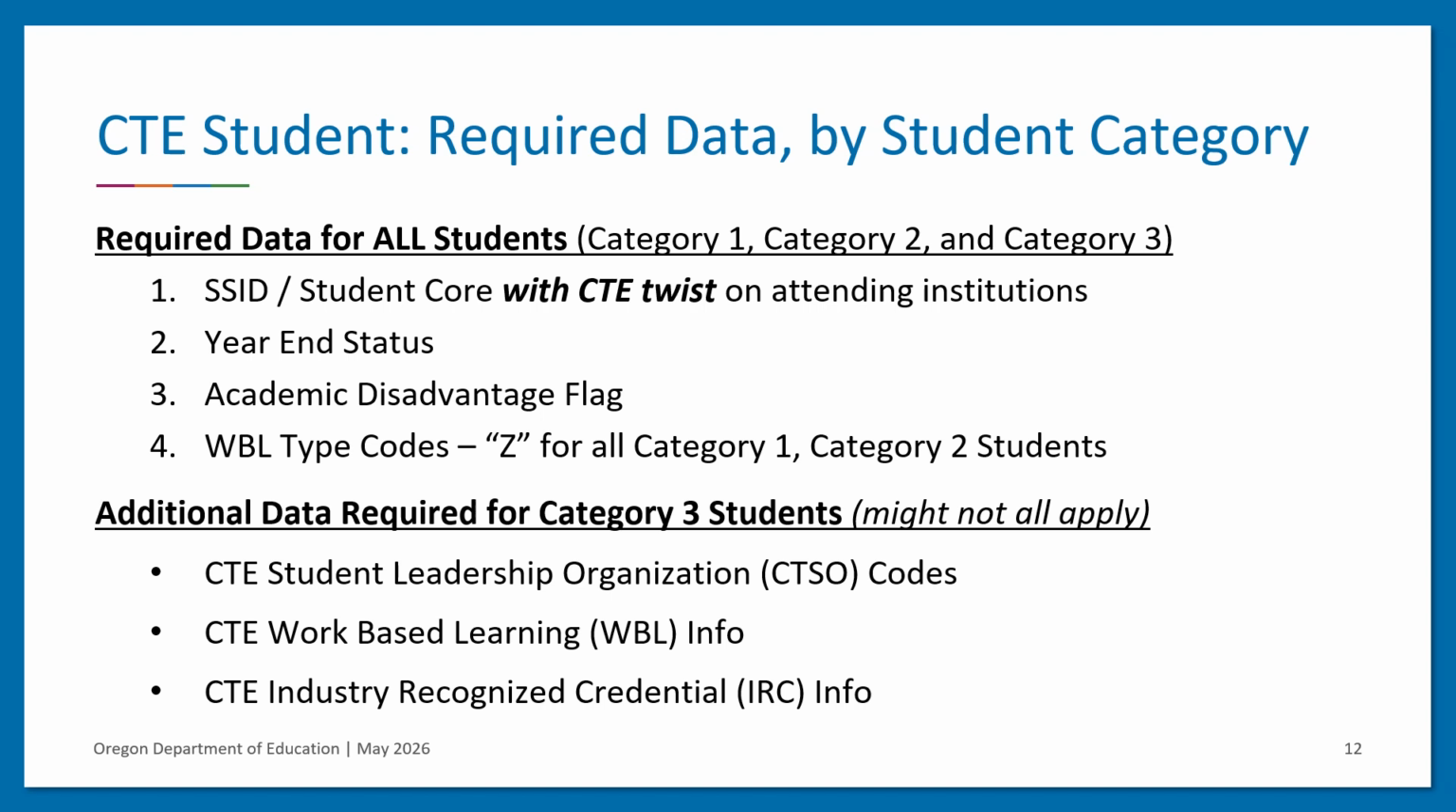Data required for Category 1, Category 2, and Category 3 students, that's all students, includes the SSID or student core information with a CTE twist on attending district and attending school. The year-end status and academic disadvantage data are also required for all students. Work-based learning type codes are also required even for students who do not have CTE work-based learning to report. More on that in the coming slides.